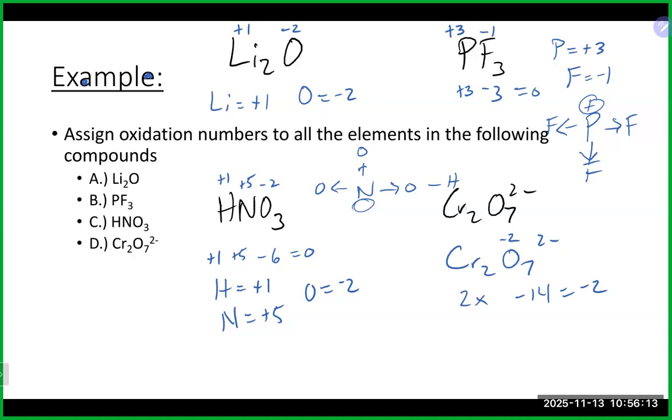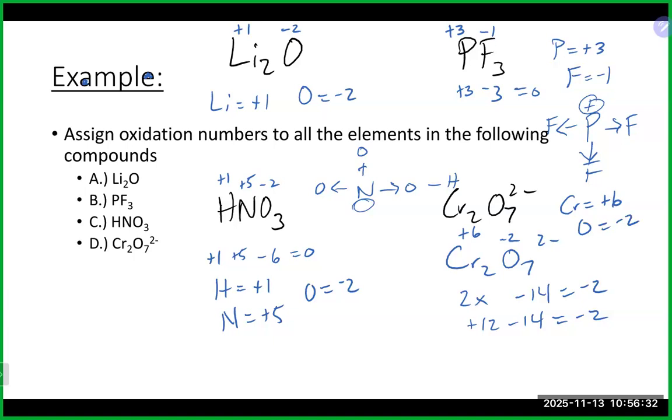But I believe in this case, we're looking at a +6. That would perhaps do it. That would give us a +12 minus 14 equals -2. That seems good. And that means here our chromium would be +6. Our oxygen here would be -2.